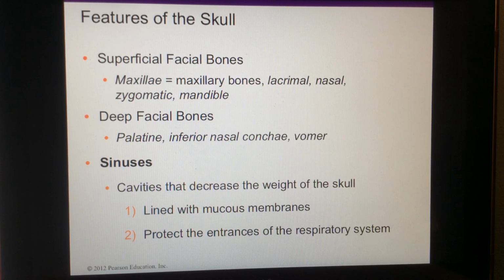When we talk about sinuses, they're pretty important. They're air-filled chambers that decrease the weight of the skull. You have to think about the big, large head that you're carrying, and it's just on the cervical bones. And so it's got to support this big, massive head that contains the brain, the membranes, the fluids, the blood vessels. And so you need these cavities to help lighten the load and make the bone weigh less. Inside you're going to find mucous membranes, which will protect the entrances of the respiratory cavity.